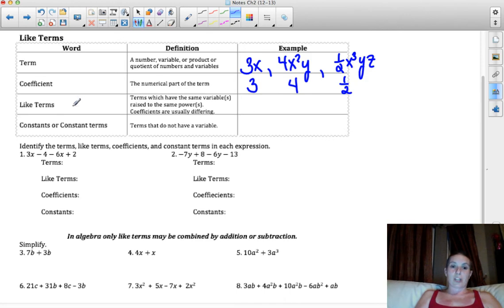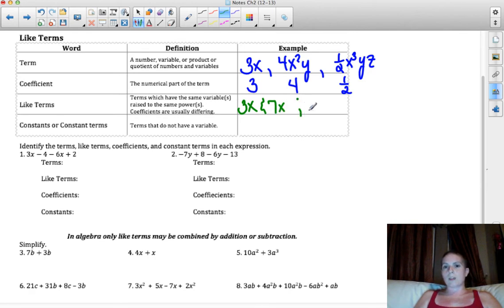Now this third term is the one we're really focused on in this section. We're focused on like terms. They are terms which have the same variables raised to the same powers. Coefficients are usually differing. So when we look at like terms, we're going to be looking at things like 3x and 7x.